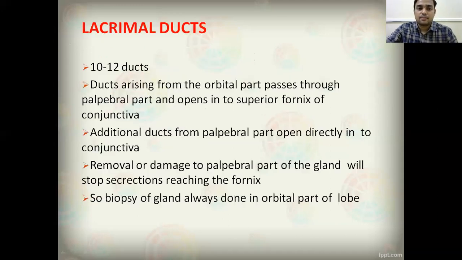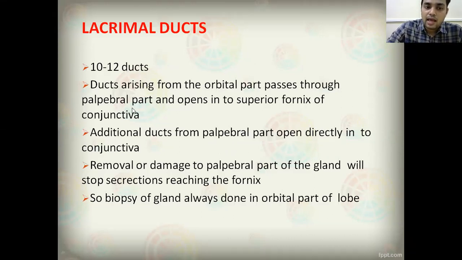Coming to the lacrimal ducts, they are around 10 to 12 in number, and the ducts arise from the orbital part, pass through the palpebral part, and open into the superior fornix of the conjunctiva. There are some additional ducts from the palpebral part which open directly into the conjunctiva. Mainly the ducts from the lacrimal gland open into the lateral part of the superior fornix of the conjunctiva. A few ducts may open directly into the conjunctiva.